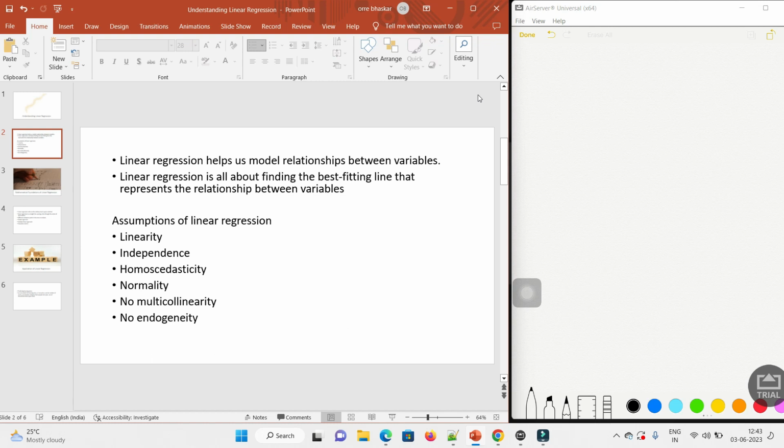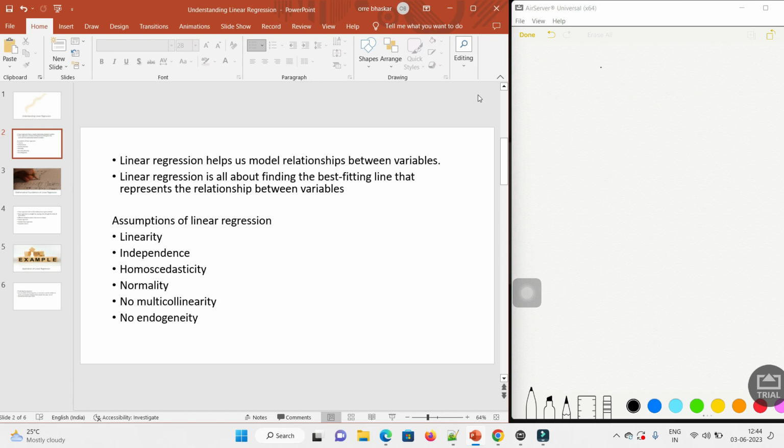No endogeneity. Endogeneity refers to a situation where there is a bidirectional relationship between the independent variables and the error term. This violates the assumption that independent variables are exogenous, meaning they are not affected by the error term. Endogeneity can lead to bias and inefficient coefficient estimates. So, what is endogeneity? There should be no bidirectional relationship between independent variables and the error term.